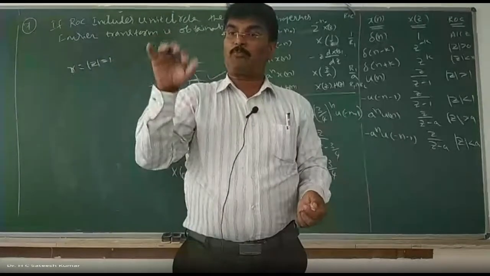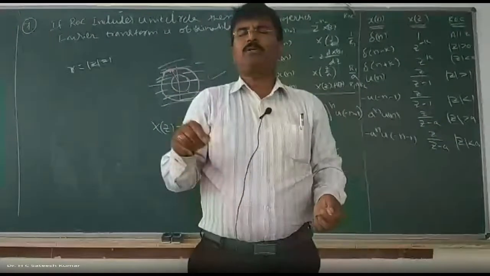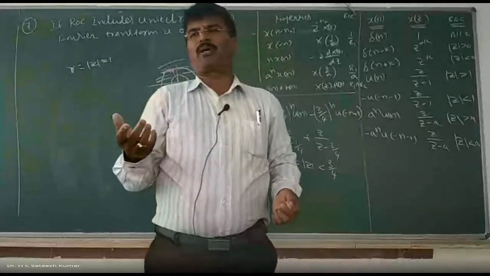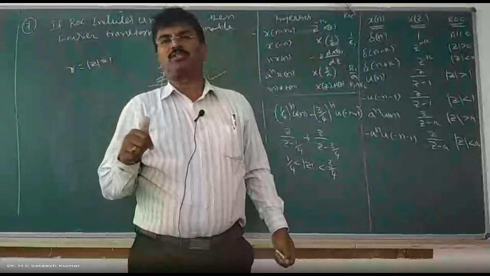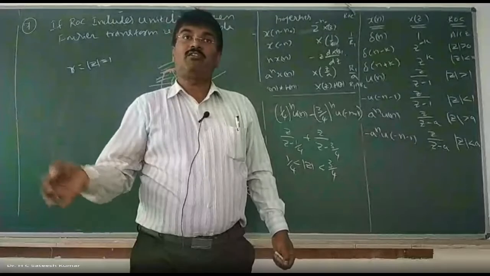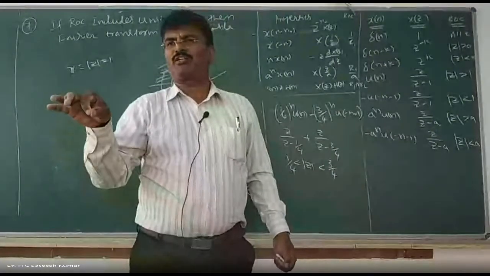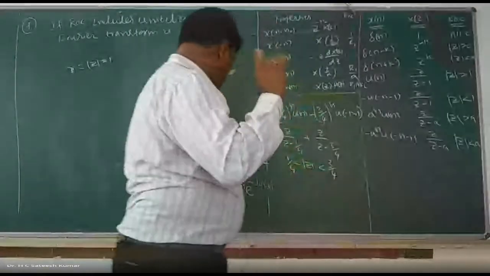If X of z is obtainable, in place of z we can put e to the power of j omega. When you put z equal to e to the power of j omega, it automatically reduces to the Fourier transform. If X of z is infinity, how will you substitute z equal to e to the power of j omega? Therefore, for the discrete time Fourier transformation to exist, the ROC should include the unit circle. This is a very, very important concept we should remember.